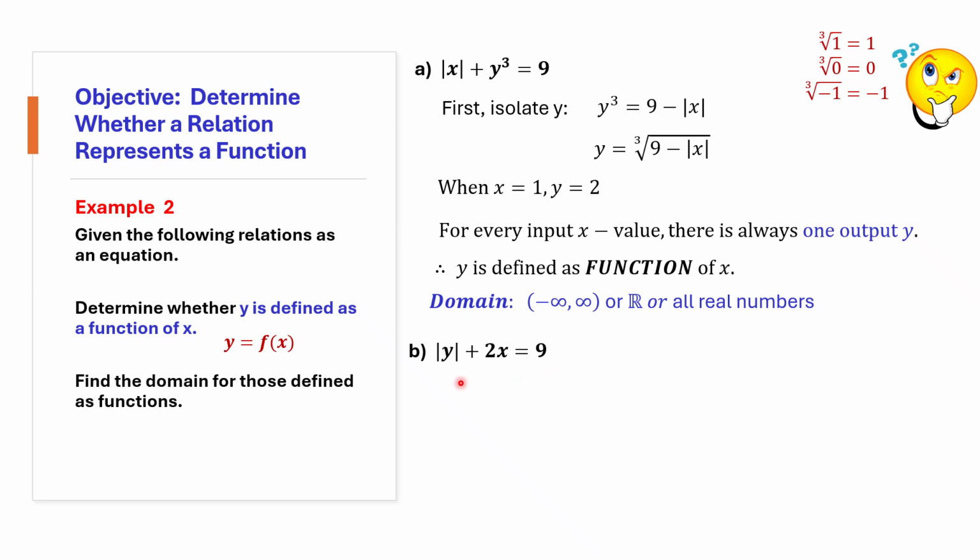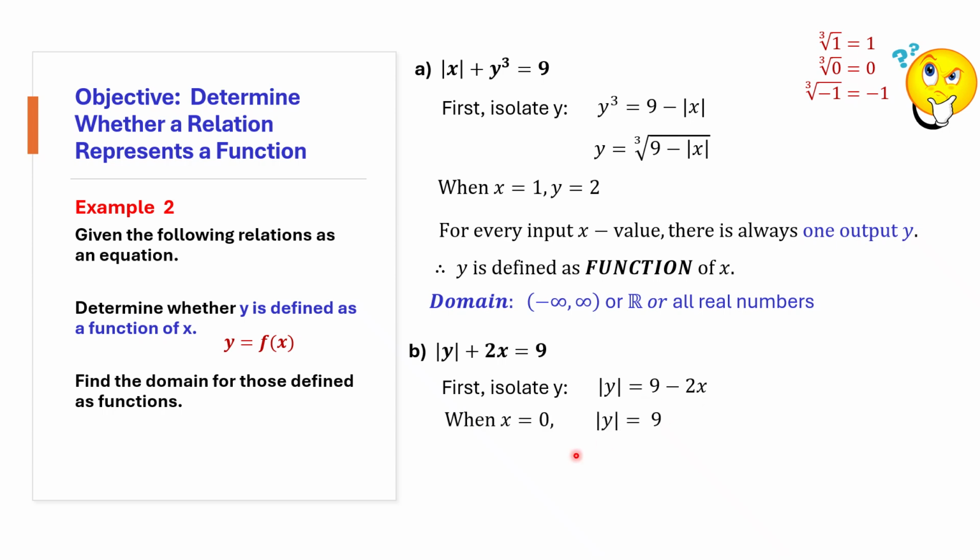For the next example, we have absolute value of y plus 2x equal to 9. So first, let us isolate the y again because y is the output. So the absolute value of y is equal to 9 minus 2x. And then since it's already isolated, let us try to put a value in the input x.